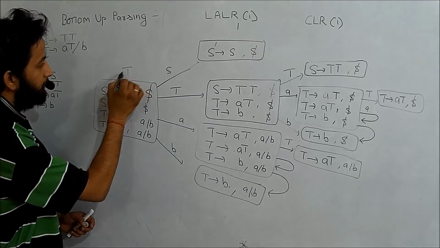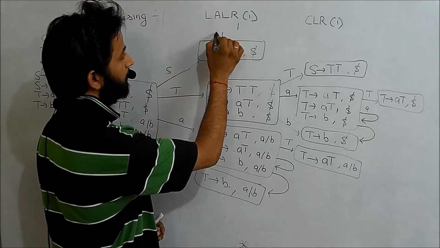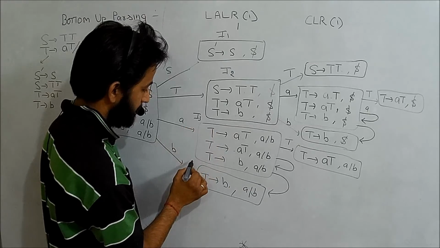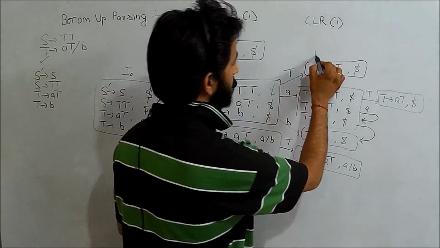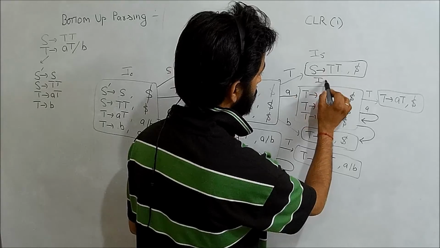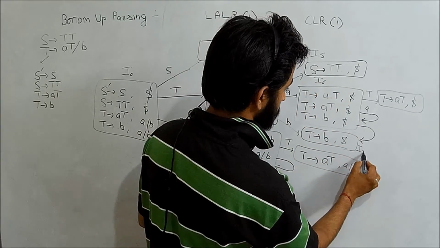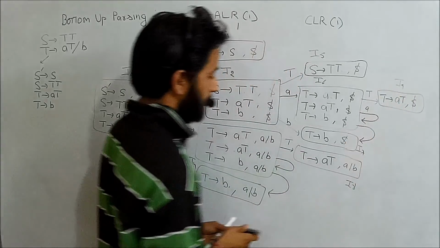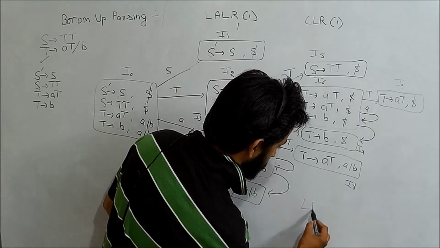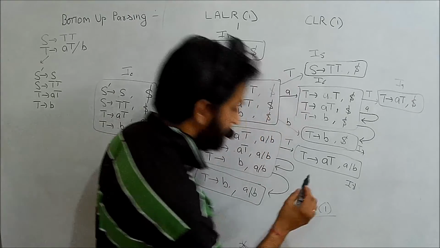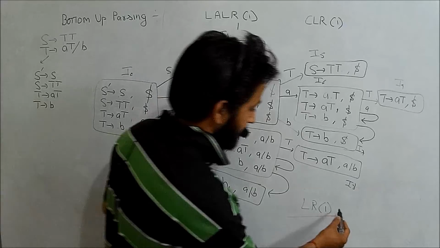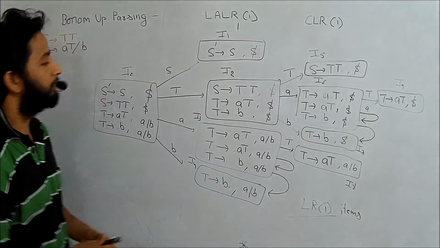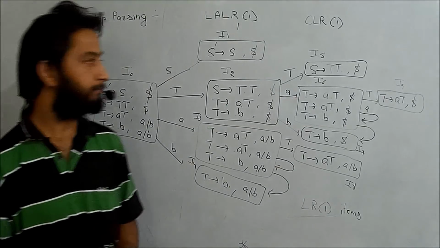So after that I will give the numbering to these: I0, I1, I2, I3, I4, I5, I6, I7, I8 and I9. Okay, this is all about the canonical collection of LR1 items.